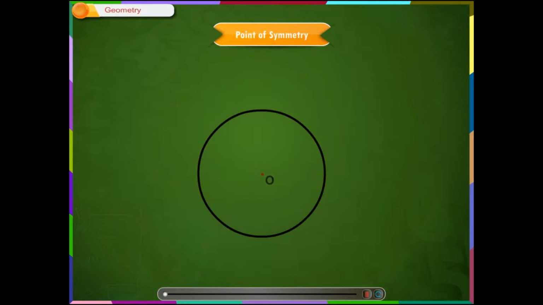Point of symmetry. If the symmetry of a shape is around a point, then that object is said to have point of symmetry. If a shape like the circle shown on the screen has a point symmetry, then any point on the shape has a matching point, which is exactly at the same distance from the point of symmetry, but in the opposite direction.